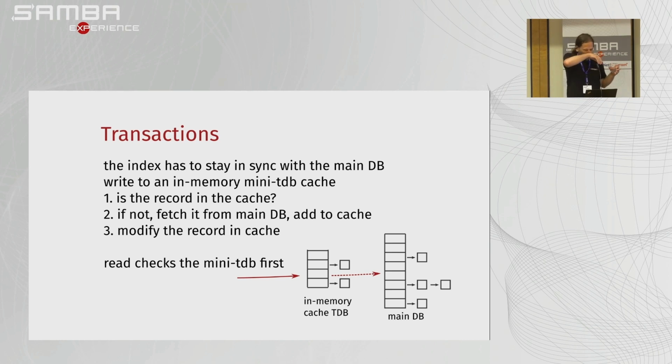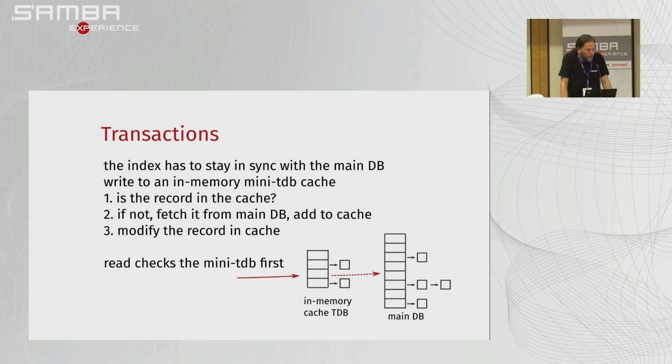The way we do transactions is we have a little TDB in front of the main one. This little one is actually an in-memory TDB, so it's really just a hash table. But it kind of has to jump through a few hoops to look like a TDB, which is a little bit expensive, but we do that.